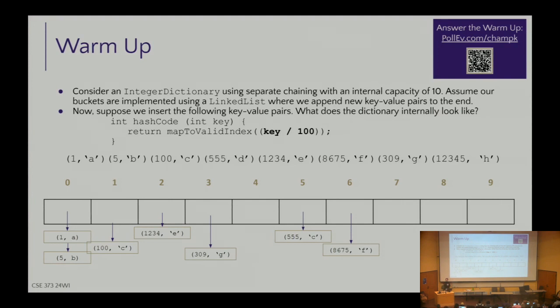Okay. And then our final one, 12,345. Which index does that end up going to? Aha. Yes, I saw another bunch of hand gestures. You're also correct. Okay, so 12,345 divided by 100 is what?